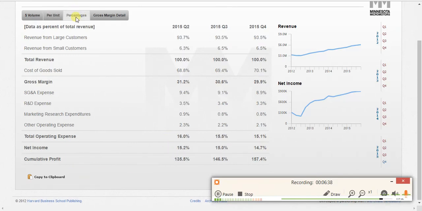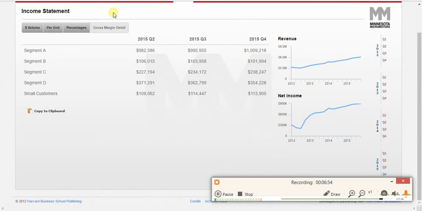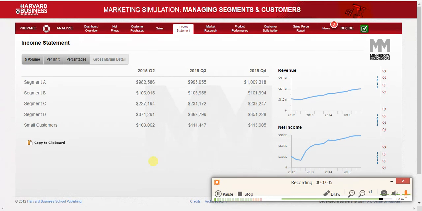If you click over on the percentages tab, you can see data as a percent of total revenue, as well as the total revenue, gross margin, total operating expenses, net income, and cumulative profit, as I mentioned in the per unit tab. Then briefly, you can see over here segment A, B, C, and D and small customers, the amount of money they were spending there.